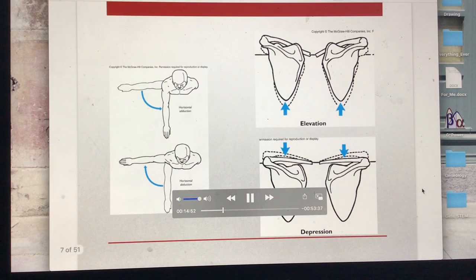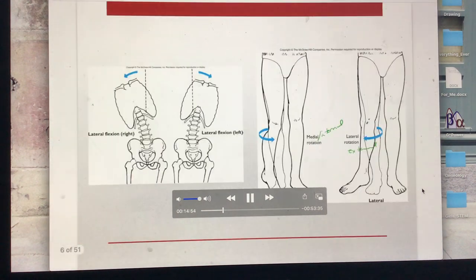Circumduction is putting them all together. Imagine a third base coach in baseball or softball, giving the signal for a runner to round third and go home, so making a windmill motion. Circumduction is including all of those.